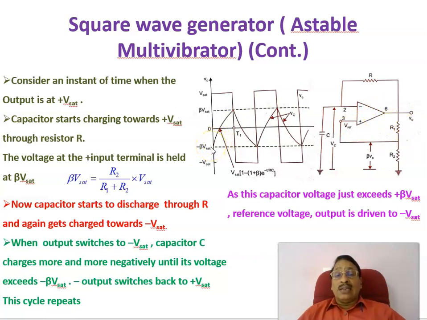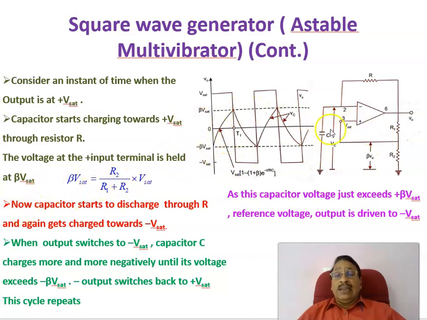When the capacitor is charging towards V sat, but once the capacitor voltage reaches beta times V sat, where beta equals R2 divided by R1 plus R2, since the reference voltage is already beta times V sat, once this voltage crosses the reference, the output will change from plus V sat to minus V sat. So the capacitor voltage exceeds the reference voltage, and the output is driven to minus V sat.